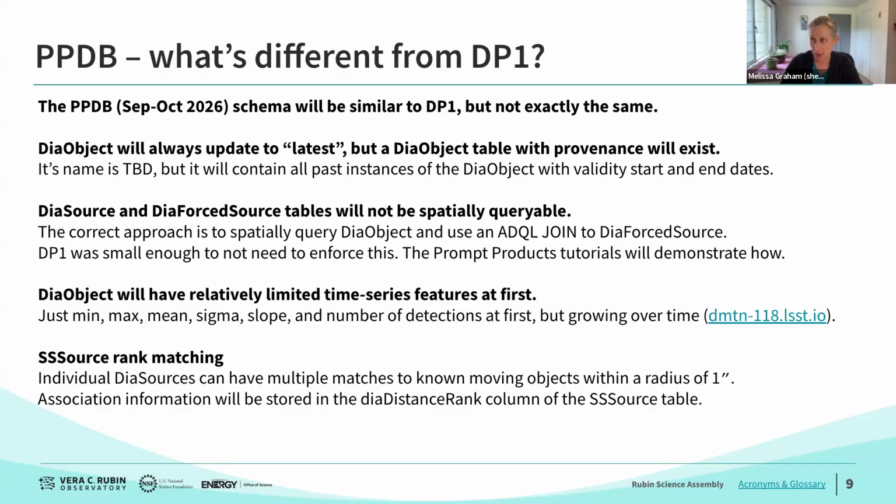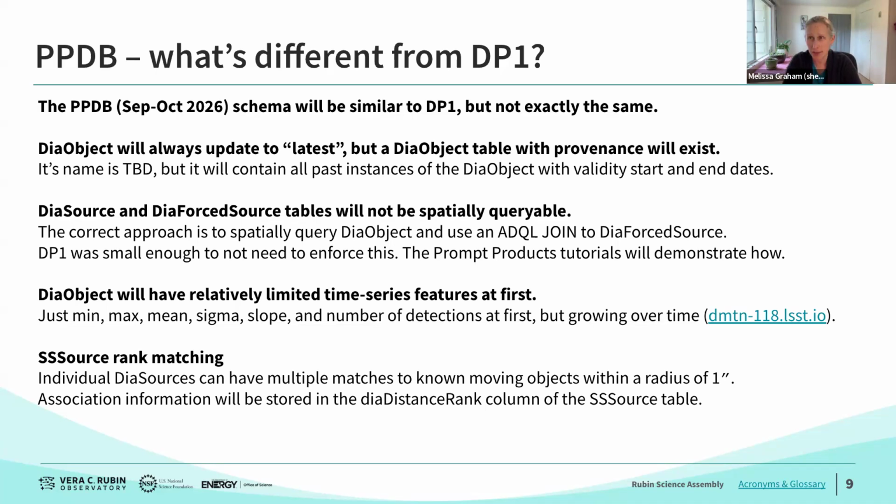So that is a difference from the annual data releases, which are more of a static data release. They don't get updated. They just come out once and then that's their version. But because the PPDB is constantly being updated, there needs to be some provenance on those tables. So that's one example of a difference.